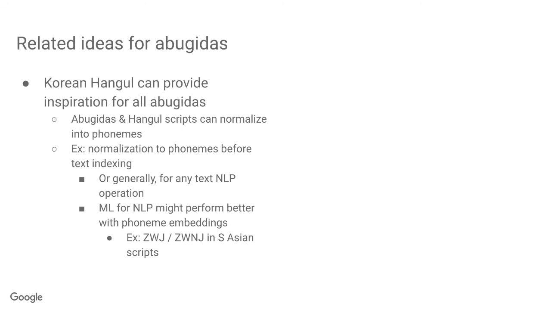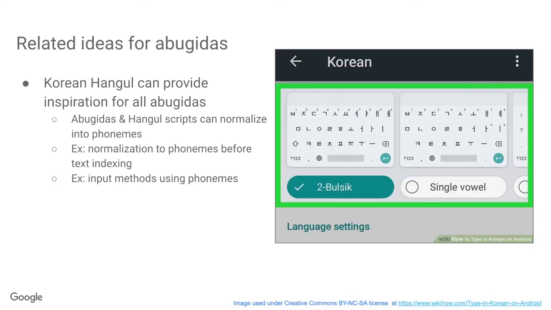When it comes to applying machine learning for natural language processing, some of the algorithms might perform better if we use phoneme embeddings instead of other letter embeddings. And this is also potentially useful when we consider the presence of low-level details like zero-width joiners and zero-width non-joiners in some of the South Asian scripts, for example, that can complicate some of the algorithms. Another area where phonemes can be useful for abugidas could be in input methods. Here's a screenshot of a Korean input method where all the keys are the individual jamo.